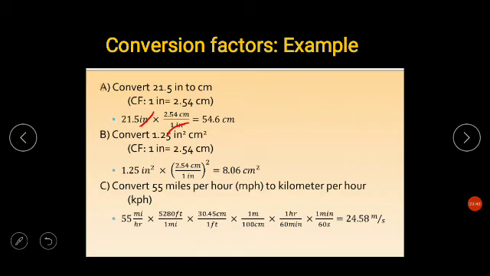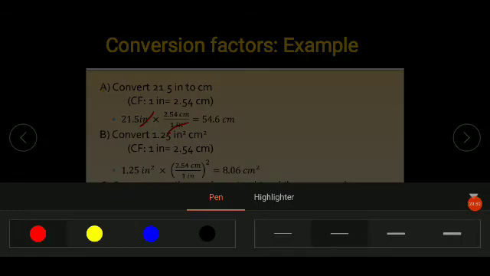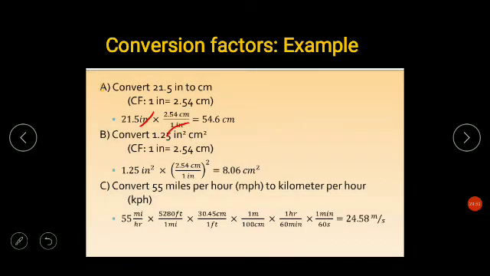Then another: 1.25 square inch into square centimeter. So you are going to convert that one. In this case, you have the same conversion factor, but you have to square it so that you conform to the unit. So you will have 8.06.